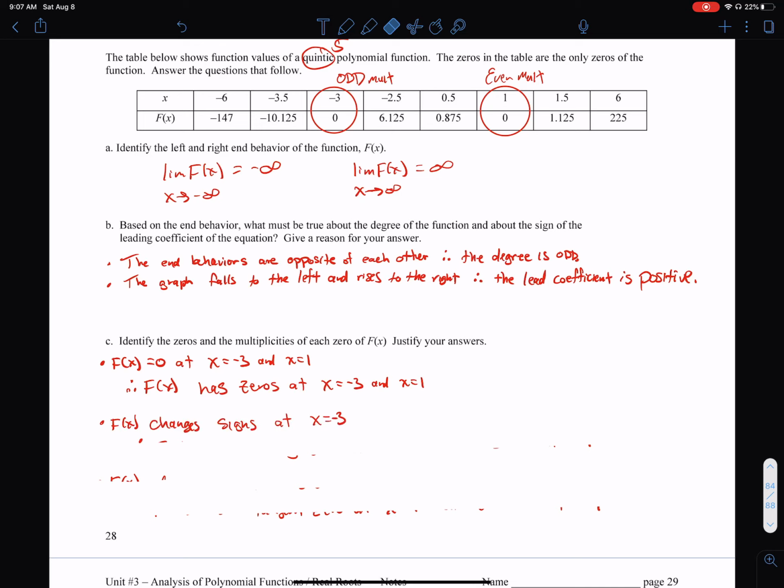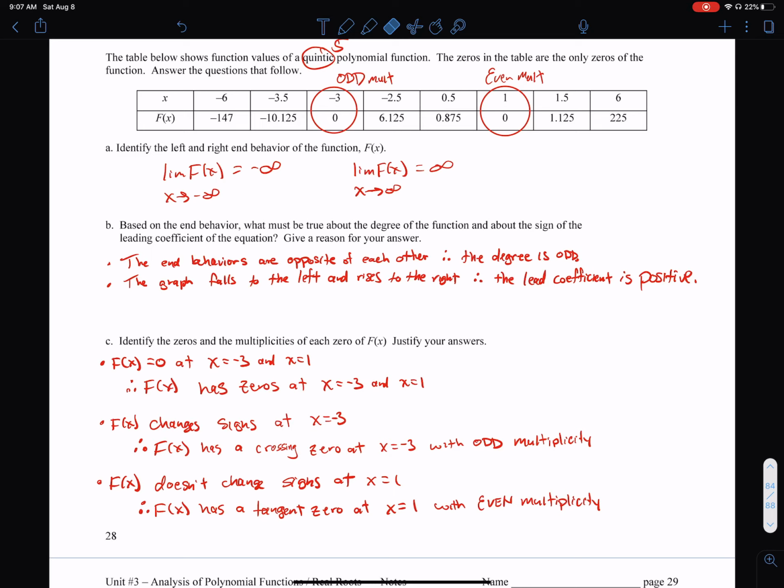F of x changes signs at x equals negative 3. Therefore, f of x has a crossing 0 at x equals negative 3 with an odd multiplicity. That odd multiplicity could be a 1, could be a 3. F of x doesn't change signs at x equals 1. Therefore, f of x has a tangent at x equals 1 with an even multiplicity. We can't say for certain what these multiplicities are. We could give possible combinations of those. That's the best we could do.